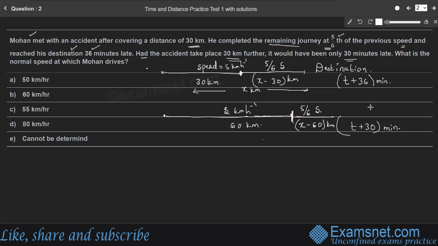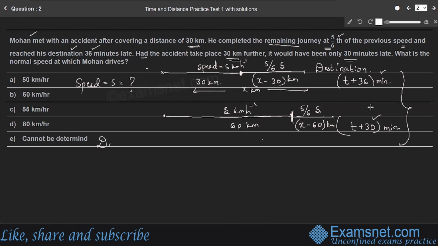So here the question is the normal speed of Mohan. So we need to find the value of his normal speed. What is the normal speed, right? So for that, we'll consider the difference in the time taken by him, right? In the first case, it was t plus 36 minutes. In the second case, it is t plus 30 minutes, right?